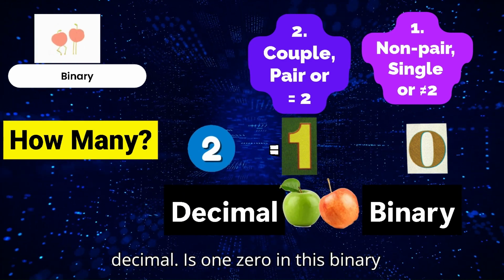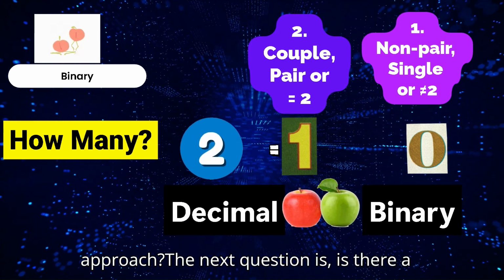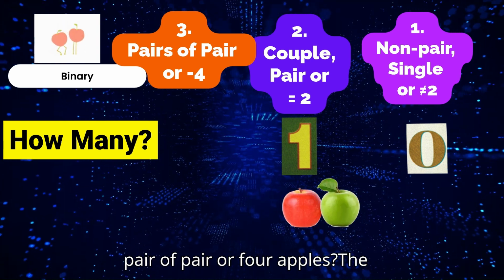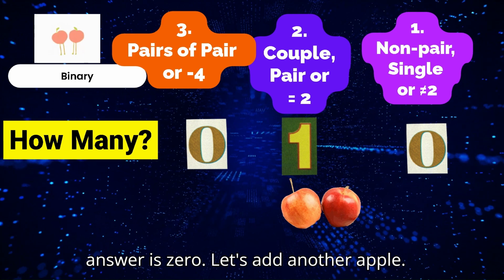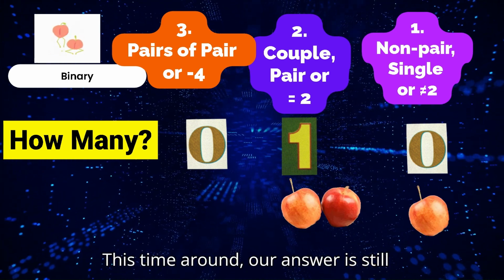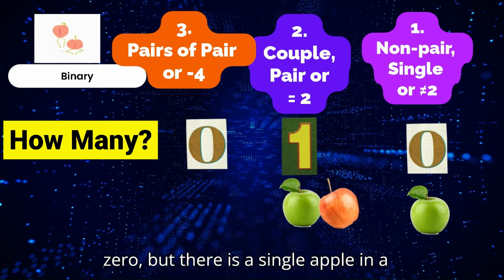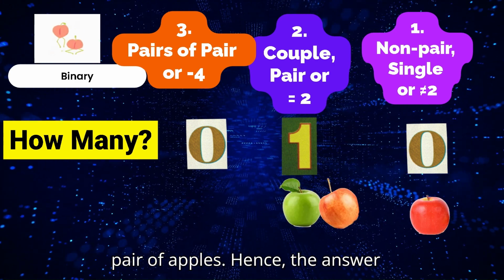This basically means 2 in decimal. Is 1 0 in this binary approach? The next question is, is there a pair of pairs, or 4 apples? The answer is 0. Let's add another apple. This time around our answer is still 0, but there is a single apple and a pair of apples.